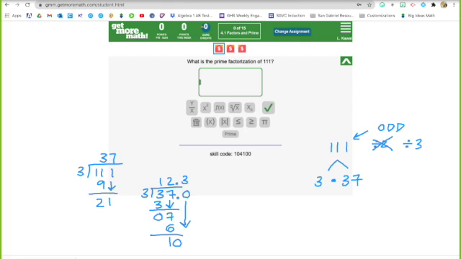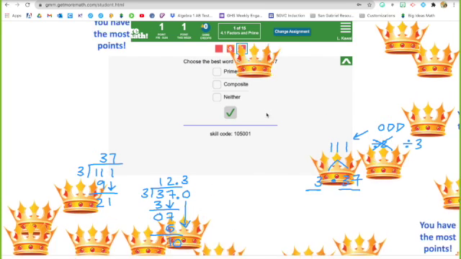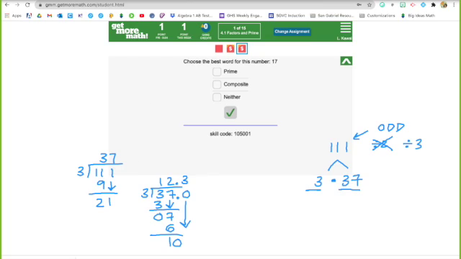7 doesn't work. So because of that, I'm pretty sure that 37 is a prime number. Same for number 3. So both 3 and 37 are prime numbers, and that's where we're going to end. So what is the prime factorization of 111? What I would write here is 3 times 37. And let's see if that works out. Nice. So we got a point there.